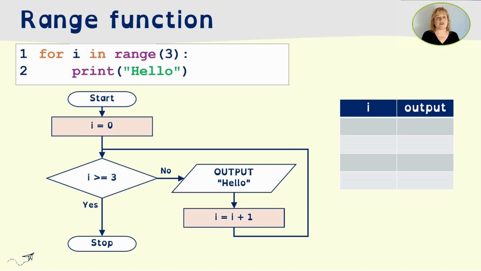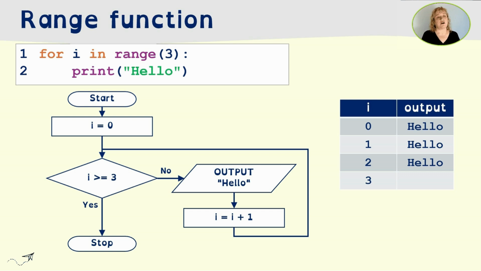I starts off as 0, and then it goes in and checks, is I greater or equal to 3? No, it's not. So output hello in this case rather than I. Then we're adding 1 onto I, so I becomes 1. Looping round, is I greater or equal to 3? No, it's not. So output hello. Add 1 on, so I becomes 2. Return to the loop, is I greater or equal to 3? No, it's not. So output hello. Add 1 on, so that becomes 3.